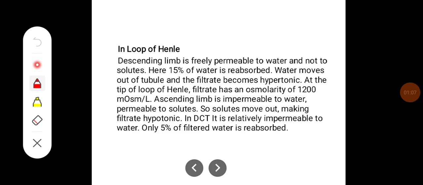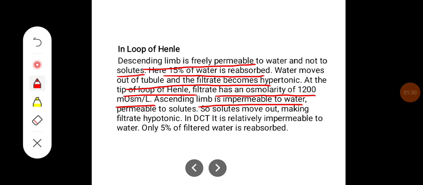In the loop of Henle, descending limb is freely permeable to water and not to solutes. Here, 15% of water is reabsorbed. Water moves out of the tubule and filtrate becomes hypertonic. At the tip of loop of Henle, filtrate has an osmolality of 1200 milliosmoles per liter. Ascending limb is impermeable to water and permissible to solutes. So solutes move out, making the filtrate hypotonic.